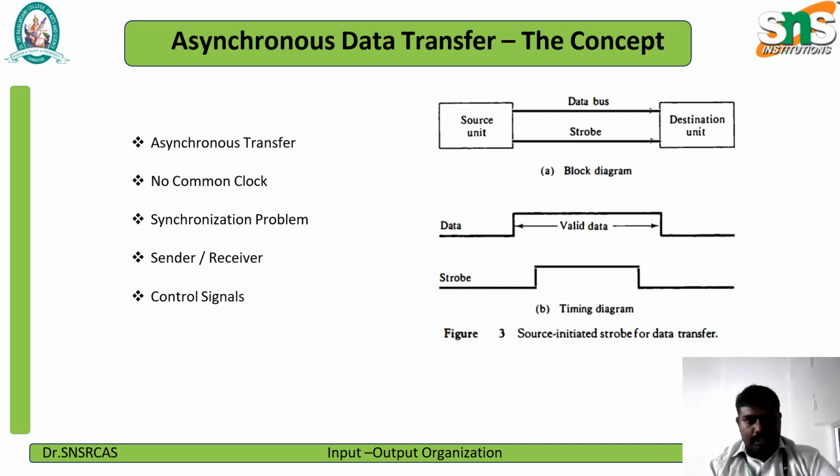For example, in the diagram we created, there is a source unit and a destination unit. The source unit gives the data and the strobe, and the destination unit stores the valid data. So that is called synchronized data transfer. The features of synchronized data transfer are the timing and transferring mode, data transfer mode, handshaking, data rate, and the transmission line.